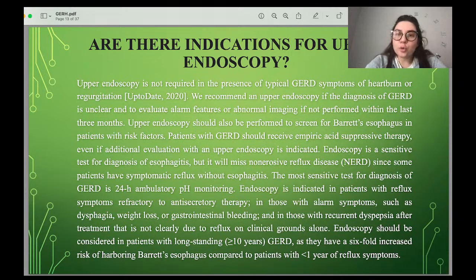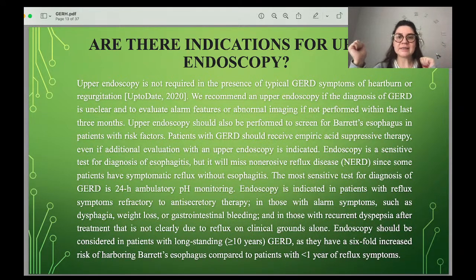Okay, are there for all patients indications for endoscopy or upper endoscopy? Let's discuss. Upper endoscopy is not required in presence of typical GERD symptoms like heartburn or regurgitation. It's from UpToDate. For patients with typical symptoms of GERD, you don't need upper endoscopy. Just clinical examination and additional non-invasive tests are enough for you to make the diagnosis and start treatment.